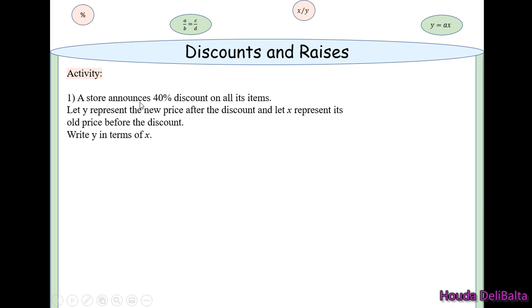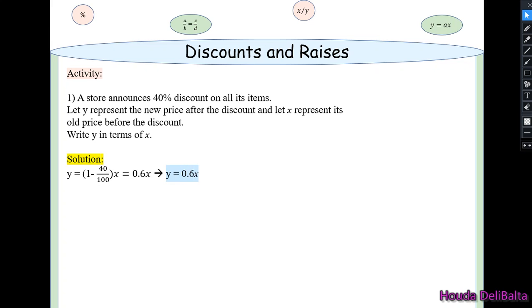A store announces 40% discount on all of its items. Let Y represent the new price after the discount, and let X represent its old price before the discount. So X is the actual price and Y is the new price after the discount. The first question is to write Y in terms of X. That's what we call the linear relation between Y and X, or the algebraic expression between Y and X. And here we go with the solution.